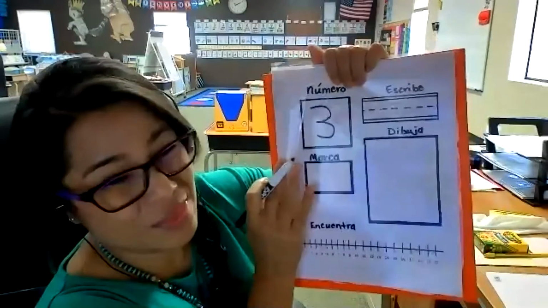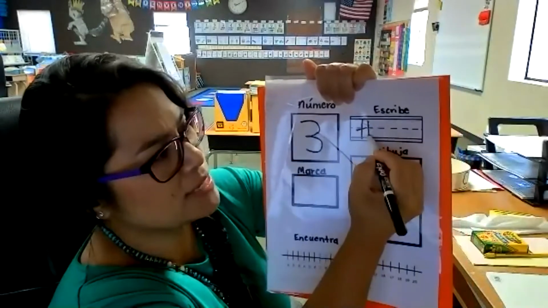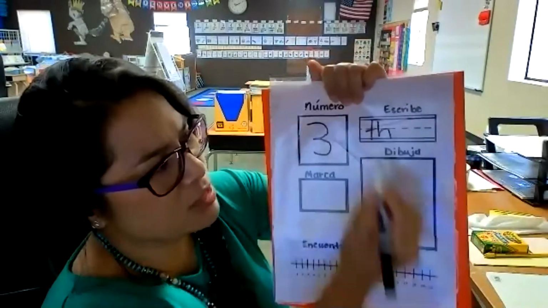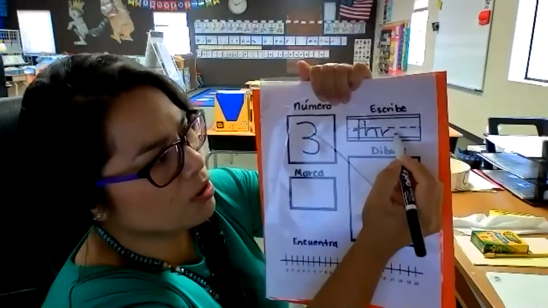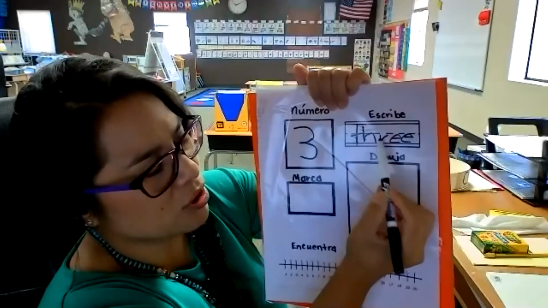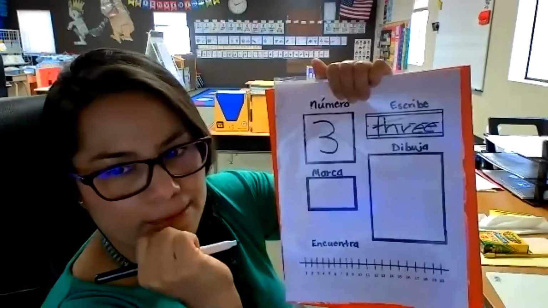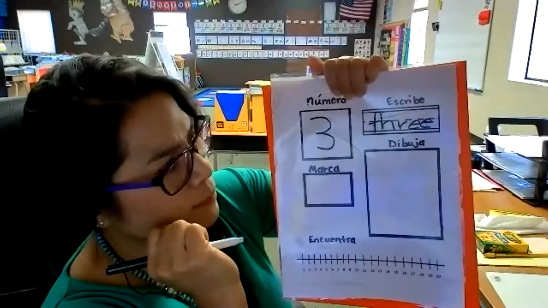Now we're going to write the word 3. T and an H makes a sound. R-E. T-H-R-E-E. 3. Okay, go and write your word.